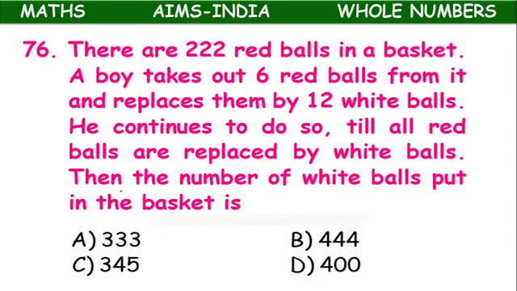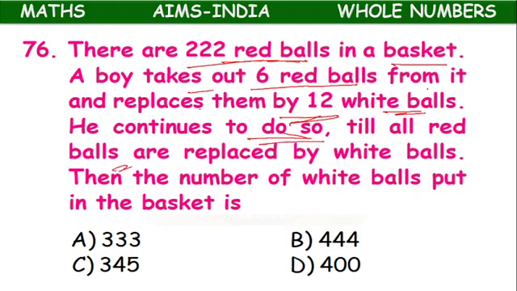So there are 222 red balls in a basket. A boy takes out 6 red balls from it and replaces them by 12 white balls. If he continues to do so till all the red balls are replaced by white balls, then the number of white balls put in the basket is.